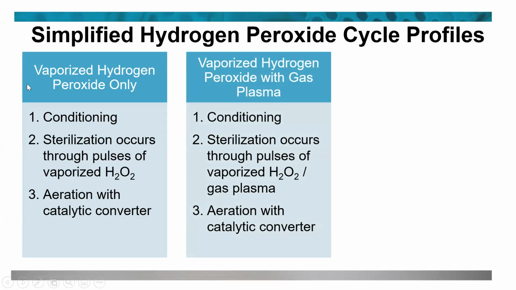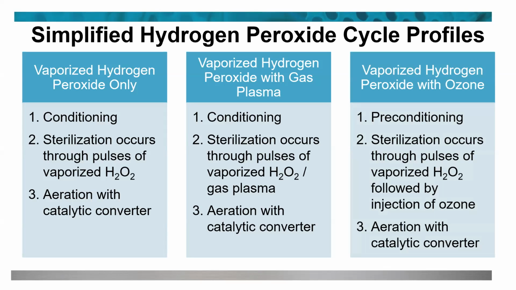So then the next thing that we look at is the systems that apply hydrogen peroxide with gas plasma. Again, they go through the conditioning, in which air and moisture are removed from the chamber. Sterilization is performed through a series of pulses with the vaporized hydrogen peroxide and the gas plasma within the chamber. At the end, the hydrogen peroxide is removed again from the chamber, and we have the catalytic converter, and the plasma is generated.